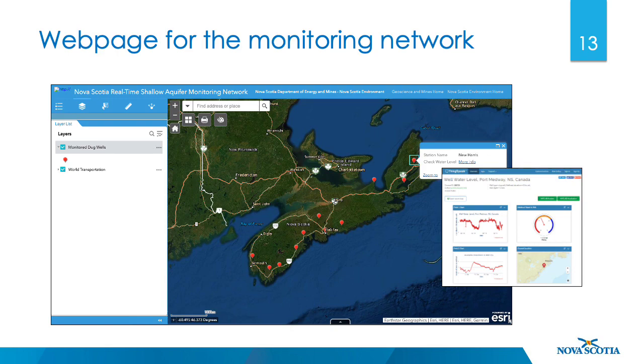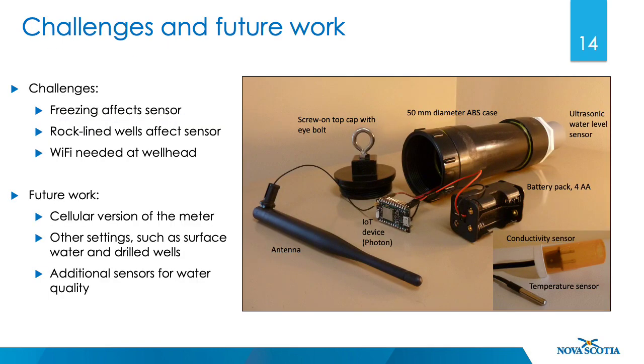There were a number of challenges that were encountered during the project. One thing that we discovered was that freezing temperatures affect the ultrasonic water level sensor, and this problem occurs because the water level meter is inside the well, which is quite a humid environment. Then during the winter when air temperatures drop, you can get frost forming on the ultrasonic sensor face, and that actually blocks the ultrasonic pulse and gives a false water level reading.